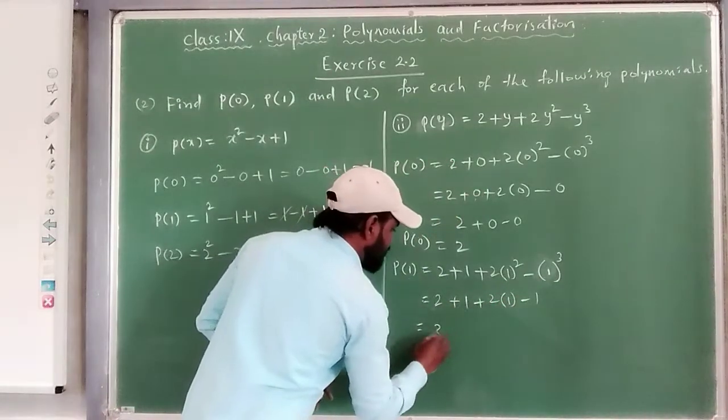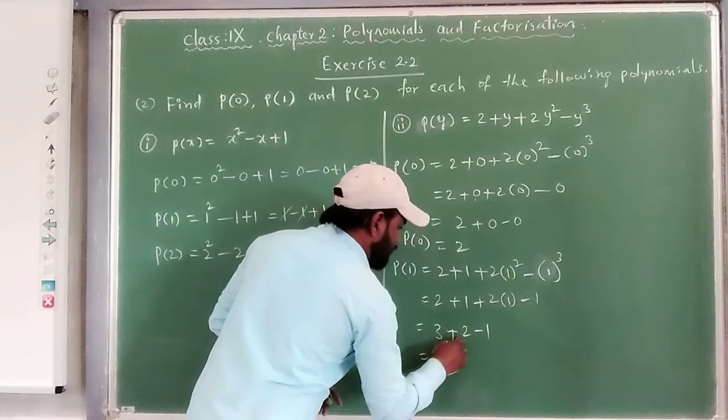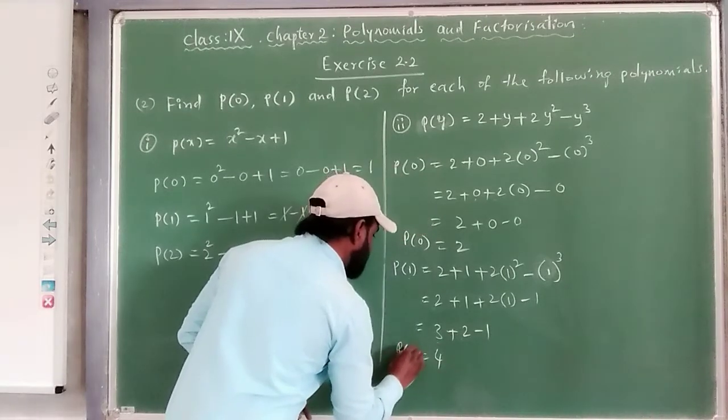So 2 plus 1 is 3. 2 ones are 2, minus 1. 3 plus 2 is 5. 5 minus 1 is 4. So P of 1 is equal to 4.